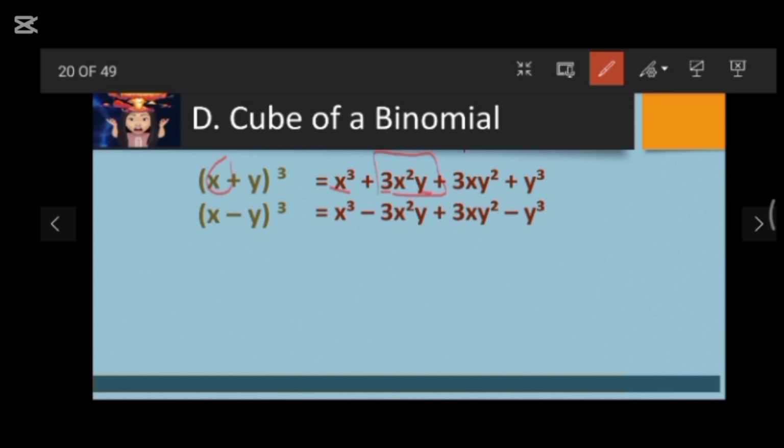And then another step is to multiply the first term by the square of the second term, and don't forget to multiply it by 3. So we have 3xy squared. And the last one is to find the cube of the last term, which is y cubed. So we will have x cubed plus 3x squared y plus 3xy squared plus y cubed.